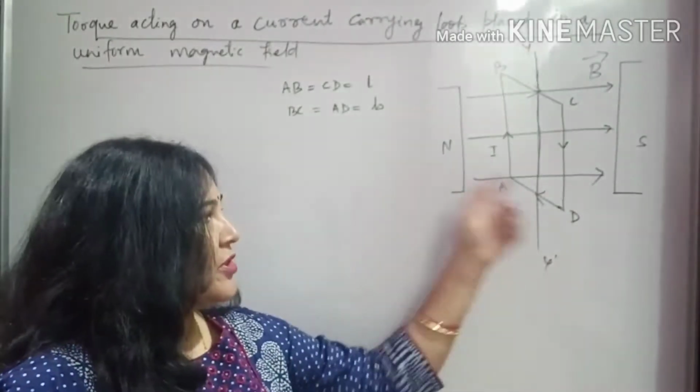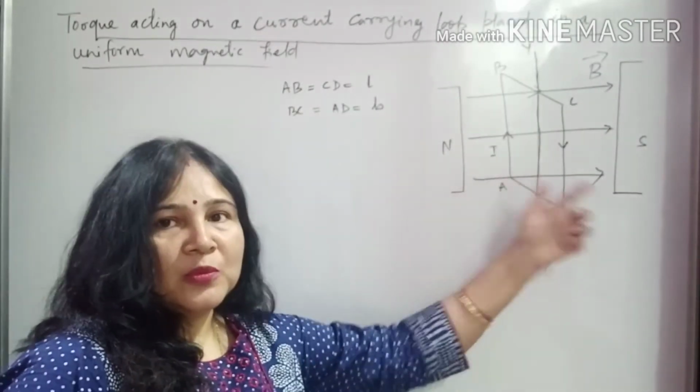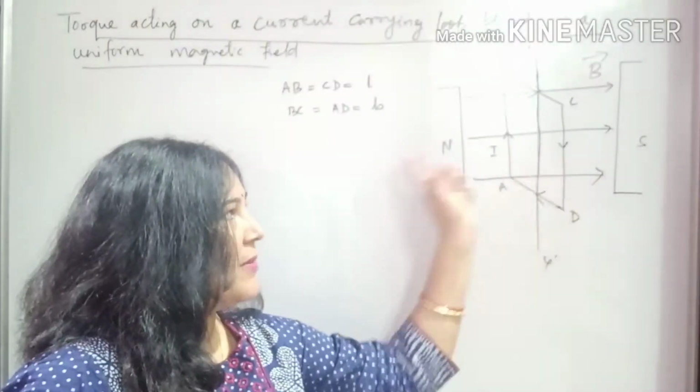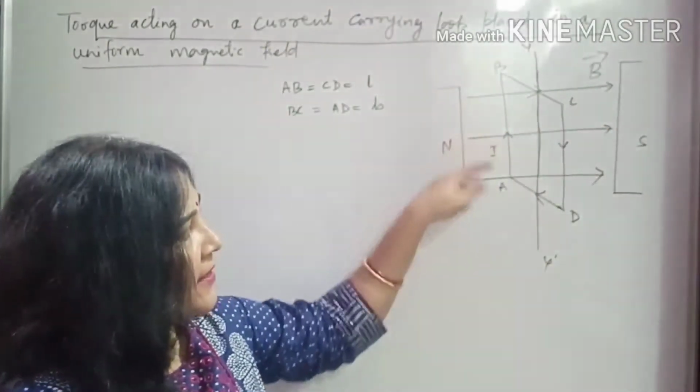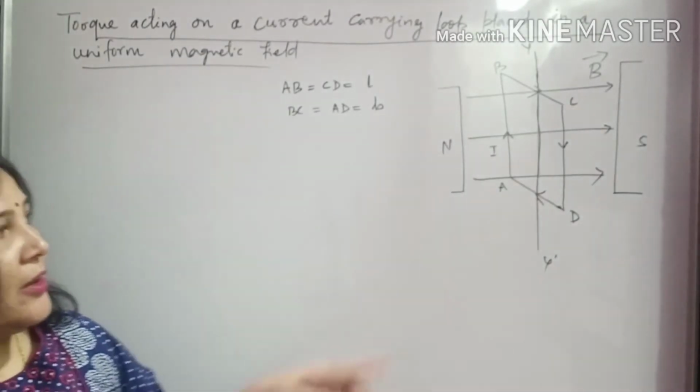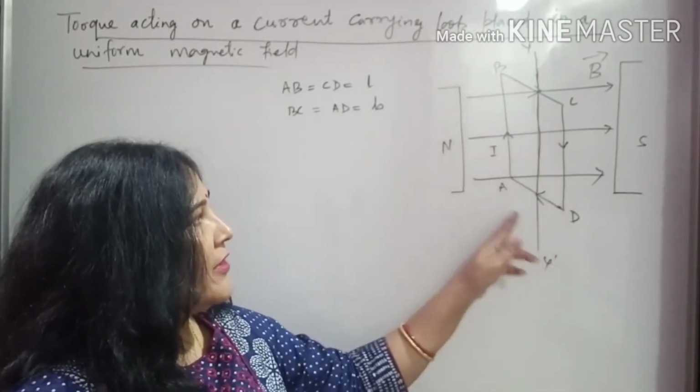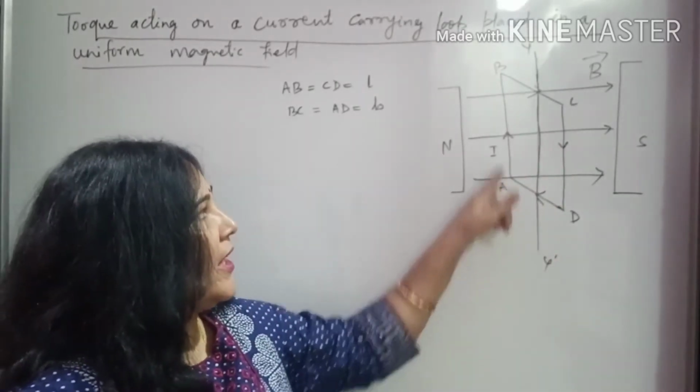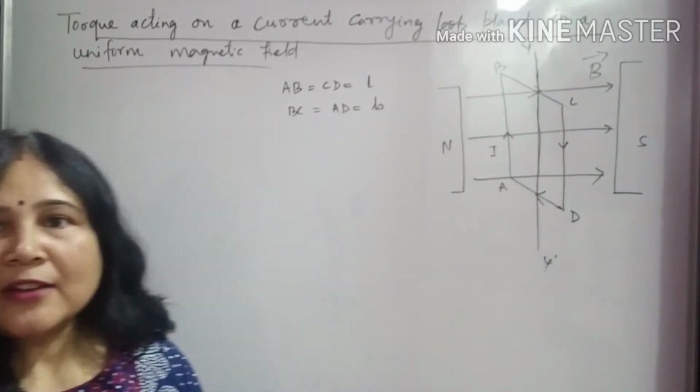As we know, the magnetic field moves from what? North pole to the south pole. So this is the direction of the magnetic field. These parallel lines indicate this is a uniform magnetic field. Now, in this uniform magnetic field, we have kept a rectangular coil ABCD.